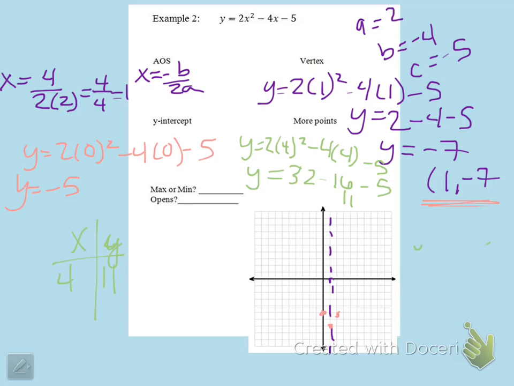So let's see if we can fit that on our graph. So 1, 2, 3, 4, up 11. 1, 2, 3, 4, 5, 6, 7, 8, 9, 10. So it's just off my graph a little bit there. So it's going to go up like so. Okay, so it's a minimum because it's the lowest point. And again, it's opening up because it's a positive a. It's opening up.